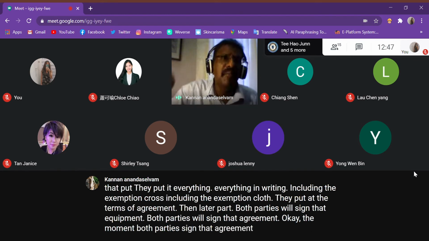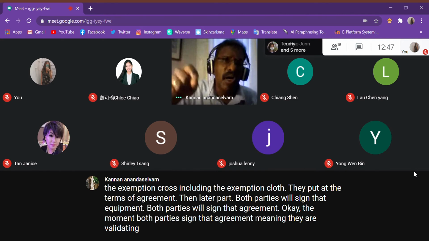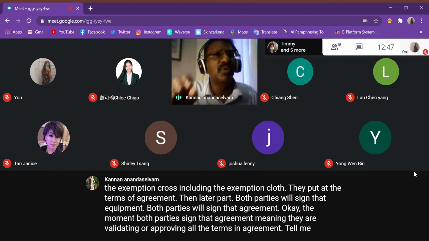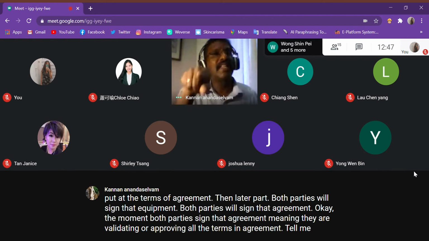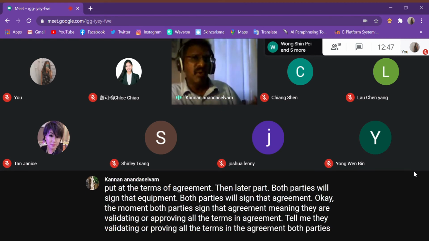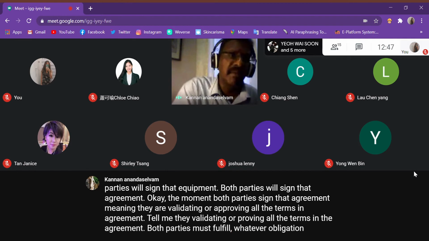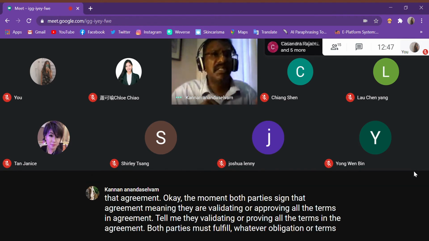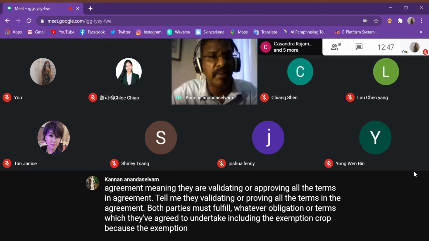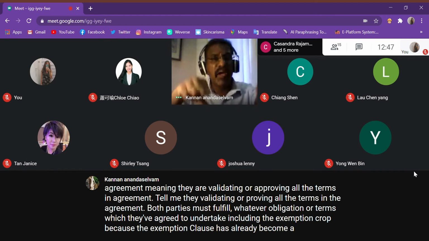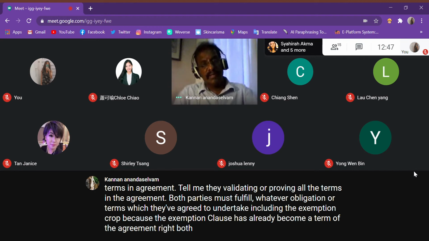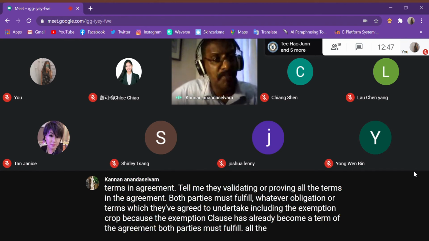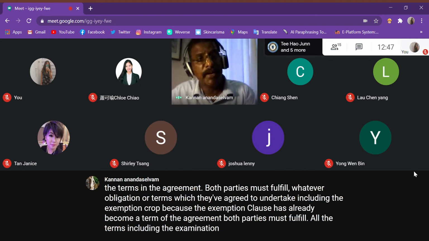Both parties must fulfill whatever obligations or terms they've agreed to undertake, including the exemption clause, because the exemption clause has already become a term of the agreement, right? Both parties must fulfill all the terms in the agreement. If one party fails to fulfill the terms, even the exemption clause, that will lead to a breach of contract.